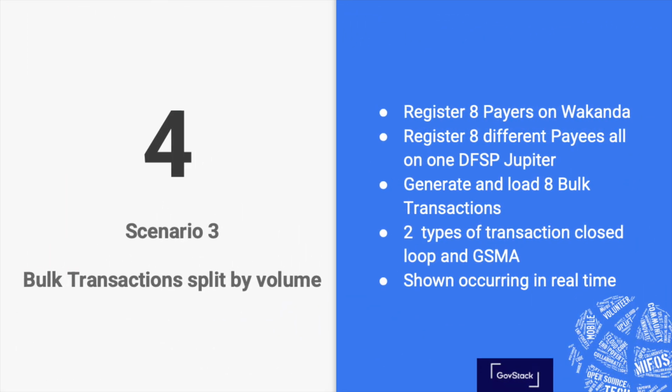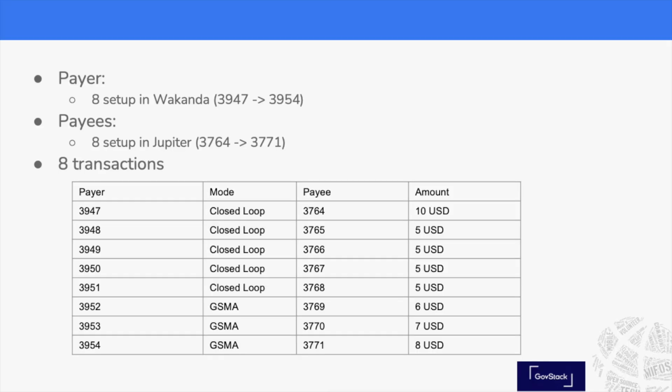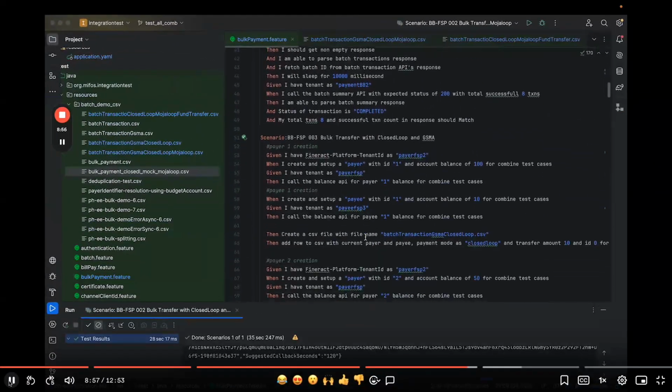So in this third scenario, what we're going to show is again transaction split by volume, but this time we're going to show the GSMA connector and transactions flowing accordingly. Moving on to the third scenario.